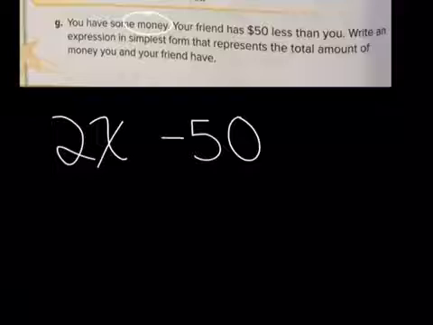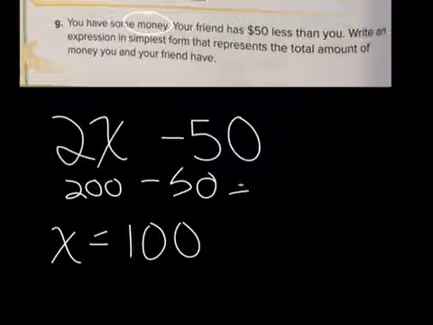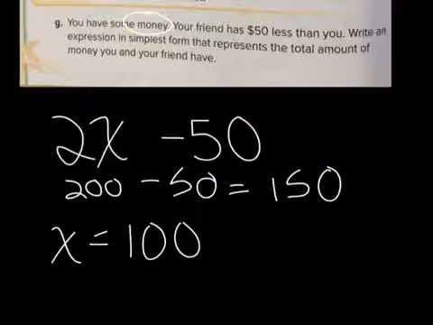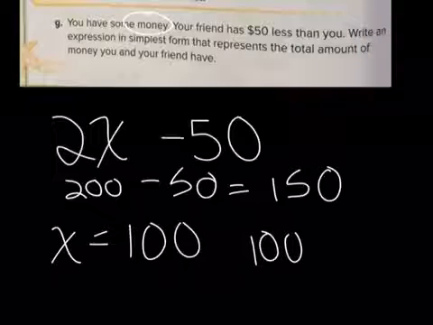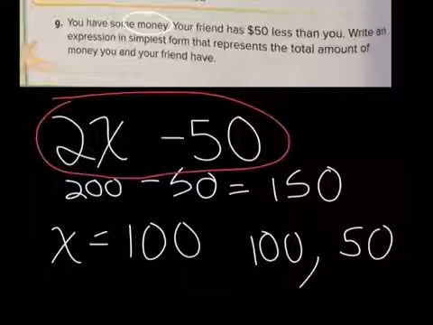So let's just pretend that our money is, let's just say, $100. X equals $100. Let's just pretend that. So here we would have $200. But my friend has $50 less, so I know I have to take away $50. So in total we have $150, which makes sense because that means I have $100 and my friend has $50, right? That's true, isn't it? My friend still has $50 less than I do. So right here is the algebraic expression for this problem.